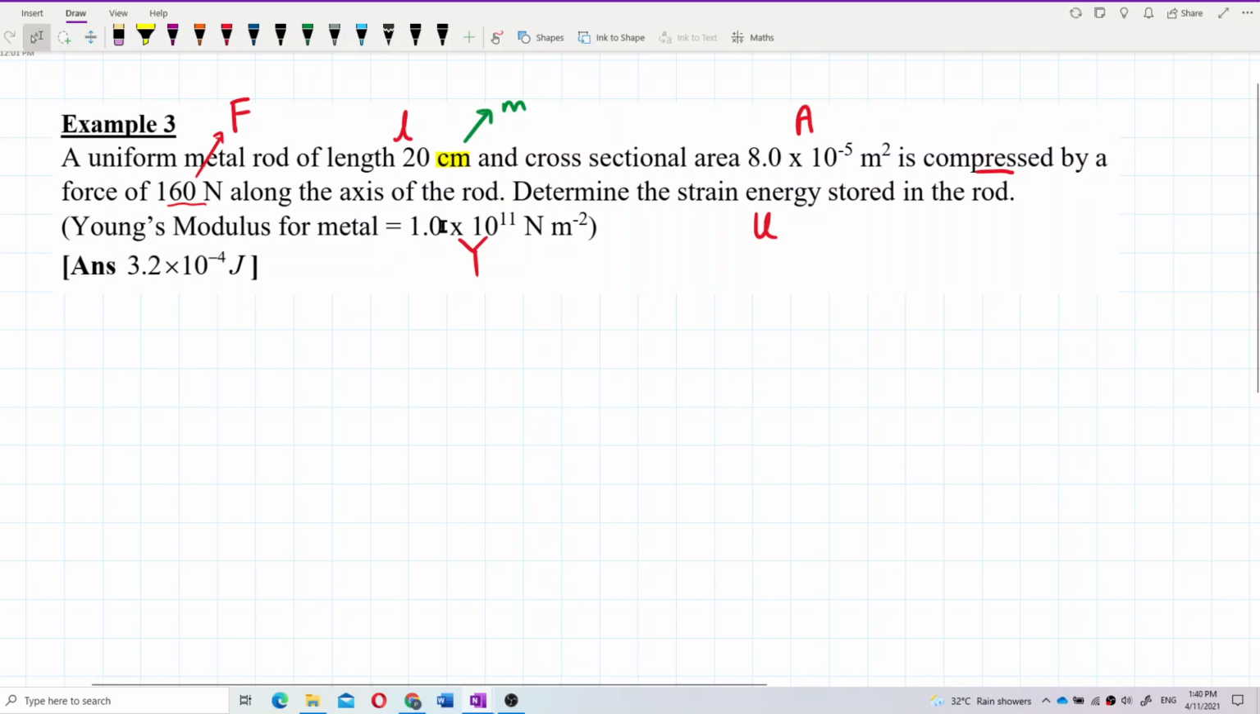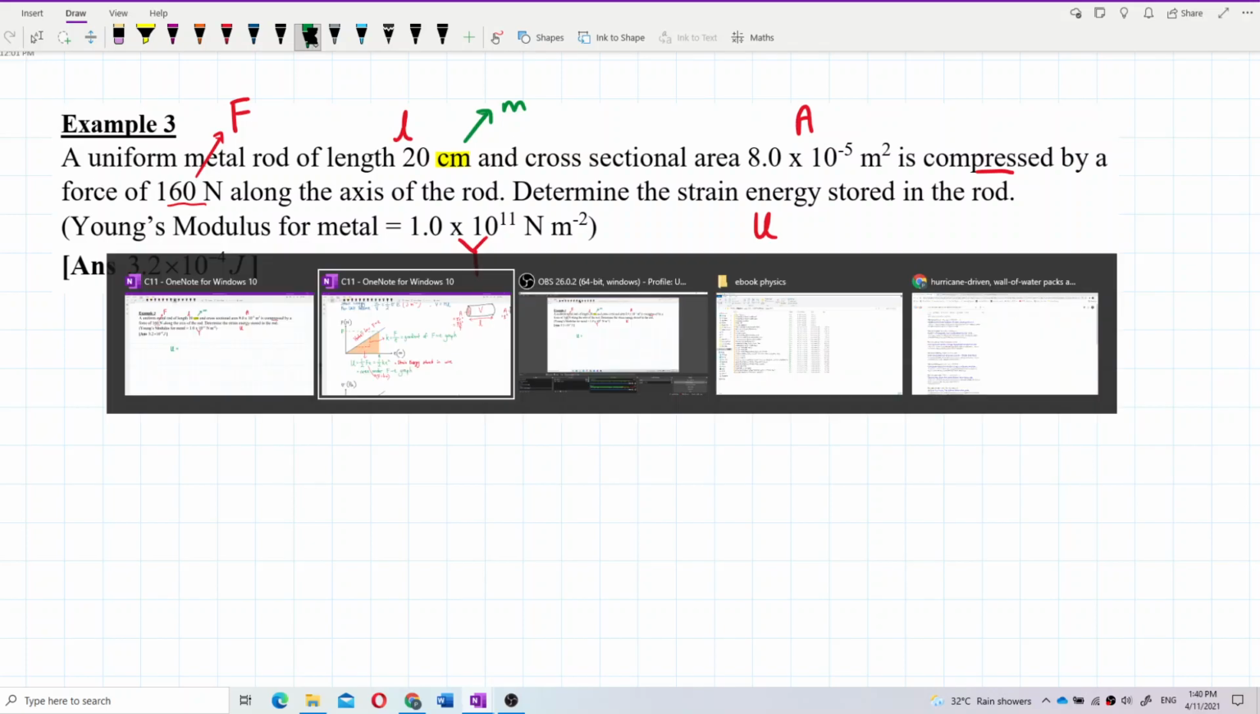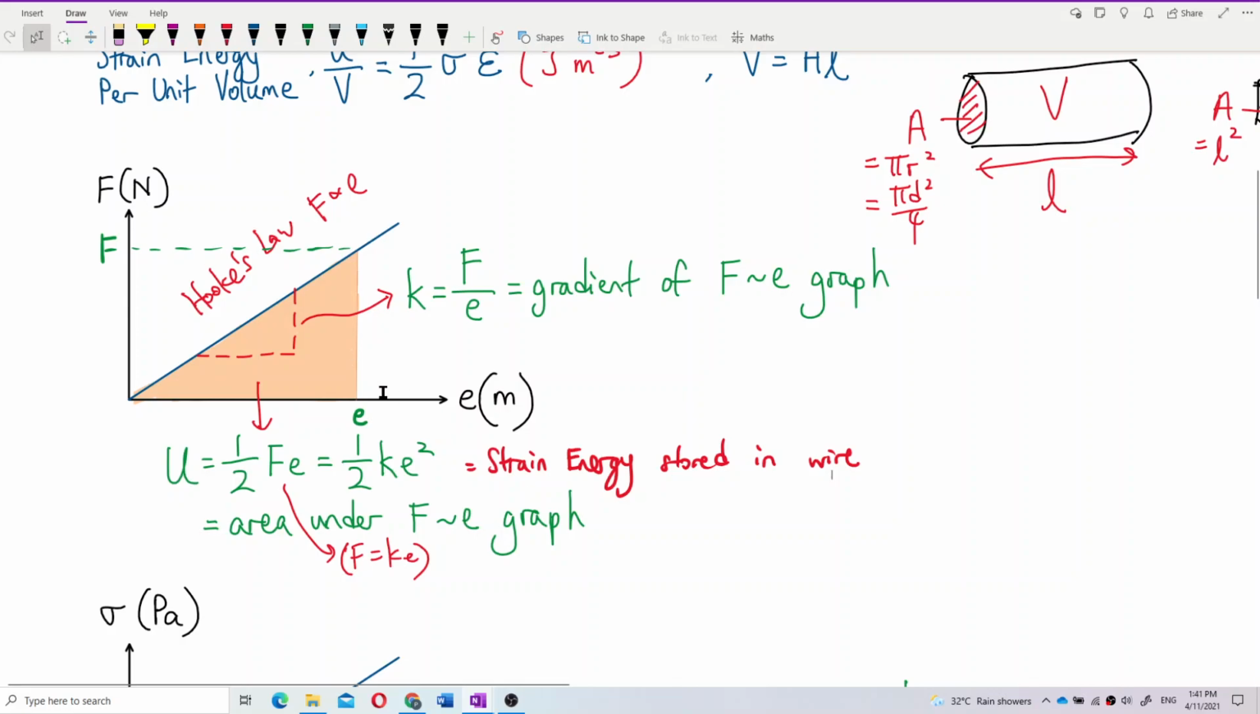Given you need to find the strain energy, let's outline the formula for strain energy. The formula for strain energy is actually like elastic potential energy in the rod. It's actually the area under the F-e graph, which is a triangle, so it's half times base times height: half F e, force times elongation. This is the formula for strain energy.